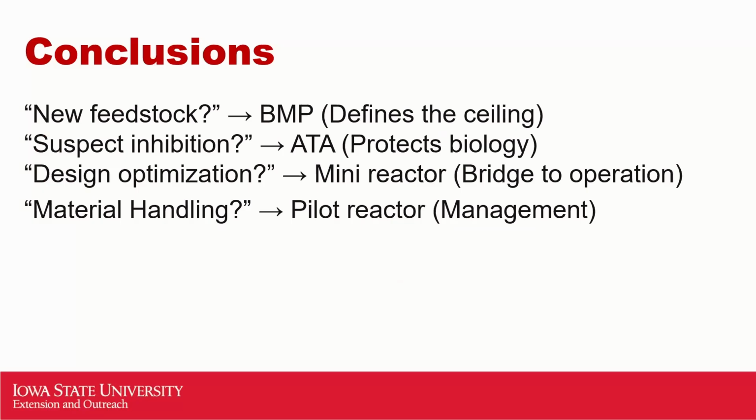So the last thing I really wanted to point out is maybe the applied version of those questions or some of the things you might ask. So if it's a new feedstock, we're looking at BMP. Define your ceiling, define how much methane you could make. If you either suspect inhibition or worry this new material might have something in it that microbes don't like, you're looking at an ATA. And I think about that as protecting the biology of the digester. And then mini reactors really are where you're getting at design optimization. And then finally, material handling at the end is really pilot scale. And you're thinking about how do we actually manage these? What can we tell operators?